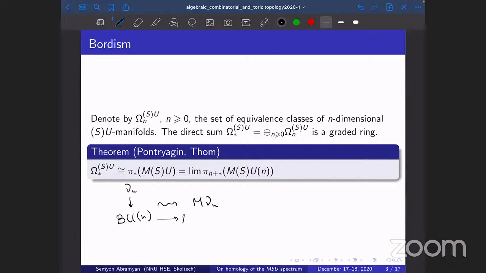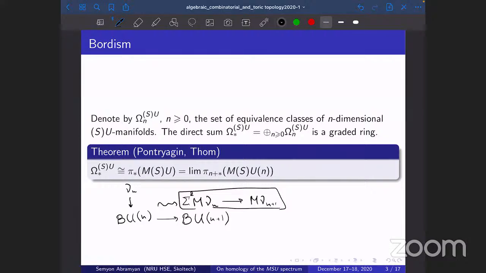Then the canonical map from BU_N to BU_{N+1} induces a map from the second suspension of the Thom space of the universal bundle to the Thom space of the universal bundle. And this is our spectrum, and its homotopy groups are the ones interesting for us, the complex bordism groups. The same holds for the special unitary group. Okay, so this is the definition of bordism.